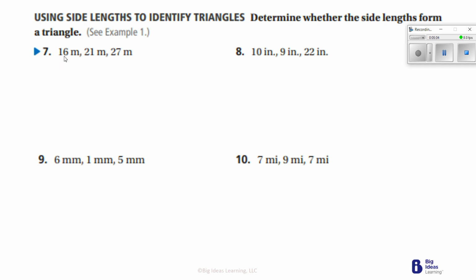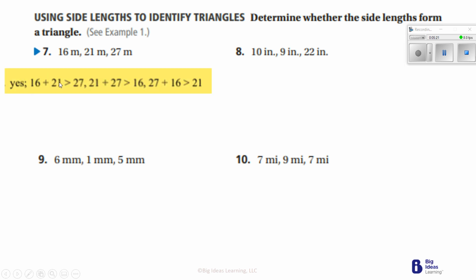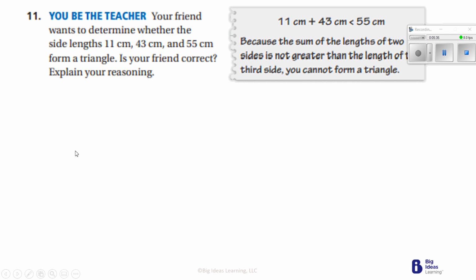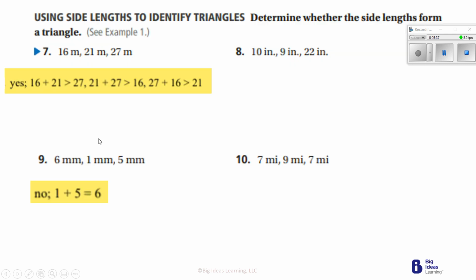Yeah, because I've got 16, 21, and 27. 16 and 21 are bigger when I add them together than 27. So yes, 16 plus 21 is greater than 27. All right. 21 plus 27 is greater than 16. And 27 plus 16 is greater than 21. On number 9, sorry about that, kind of jumped the gun there.